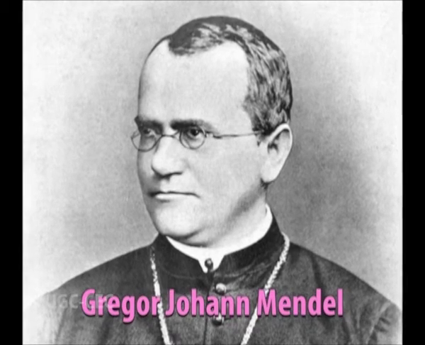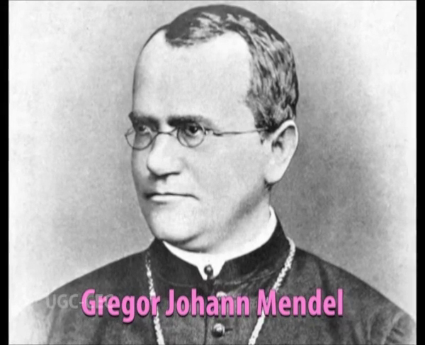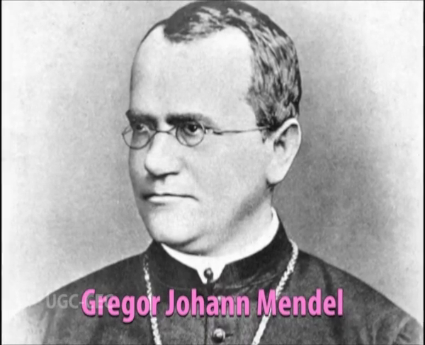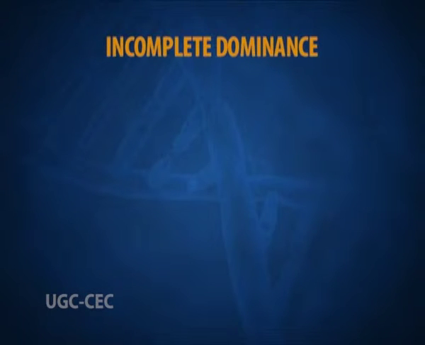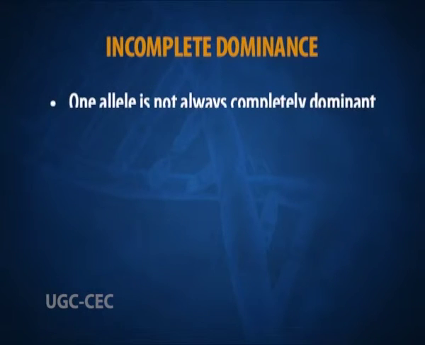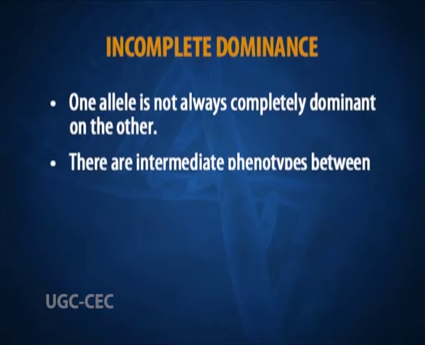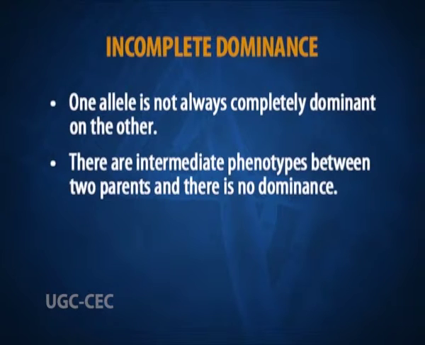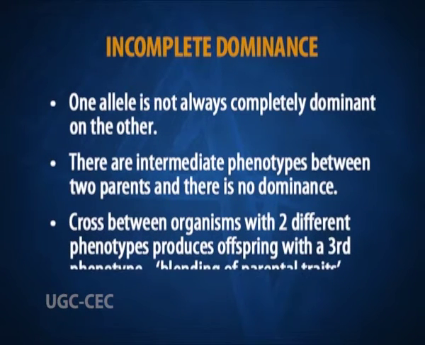In all his preliminary experiments, Mendel worked on traits with single gene control and that one allele was always dominant over the other. The rules that Mendel derived do not explain many inheritance patterns. One exception to his rule is that one allele is not always completely dominant over the other. There are intermediate phenotypes between two parents and there is no dominance. This pattern of inheritance is called incomplete dominance.